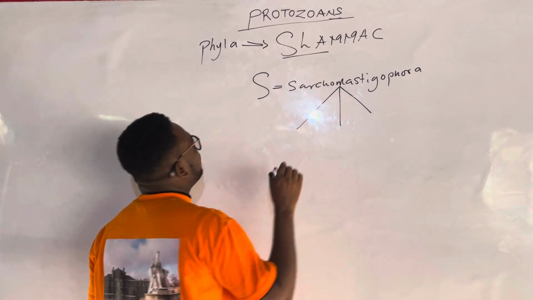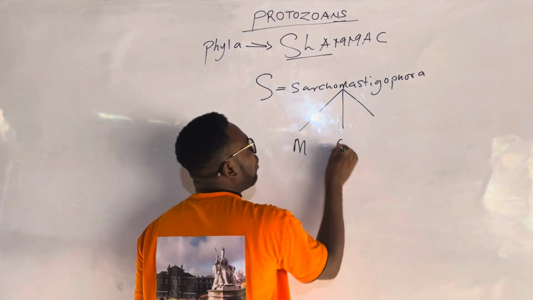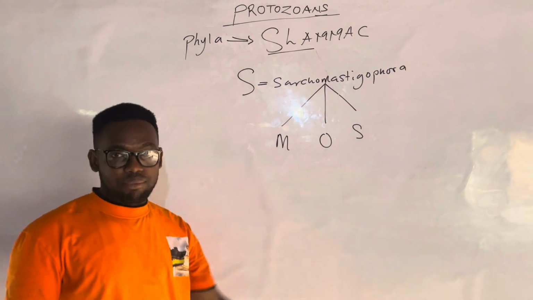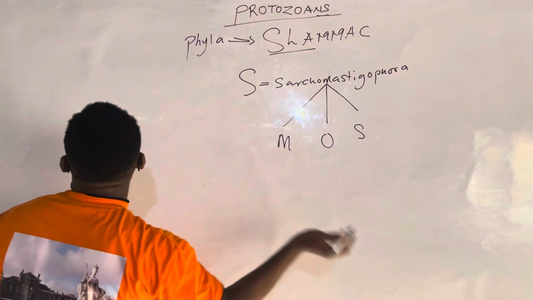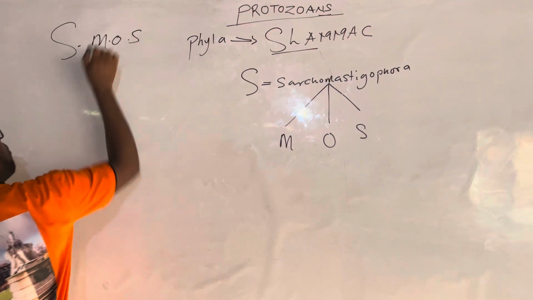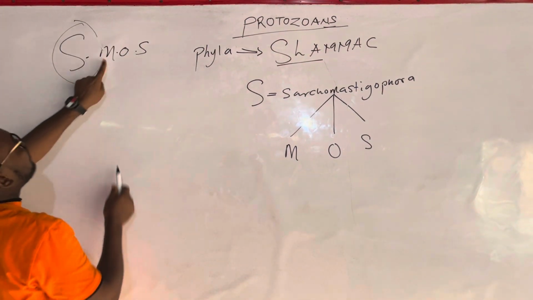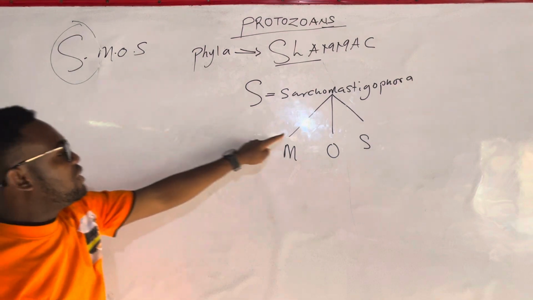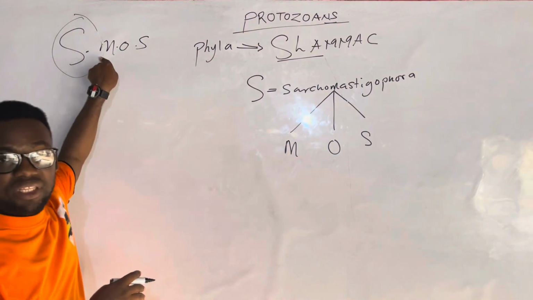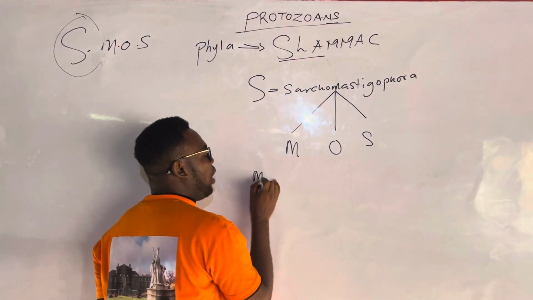Now, you will remember these using the acronym. You remember 3 of them using the acronym MOS. It then means that you can write SMOS. What it means is that after Phytomastigophora, there are 3 subphylum under Phytomastigophora. So you use the word SMOS to remember everything there. For the MOS, the M stands for what?